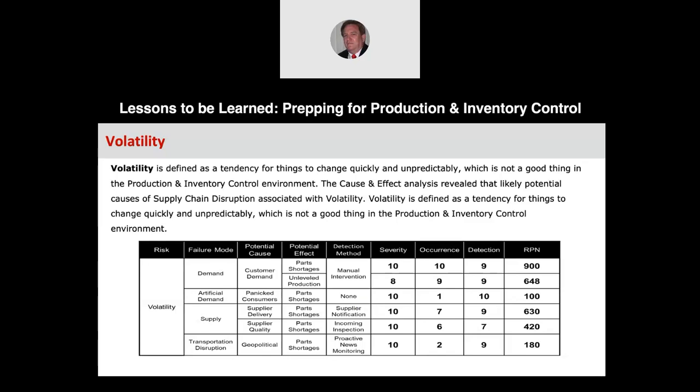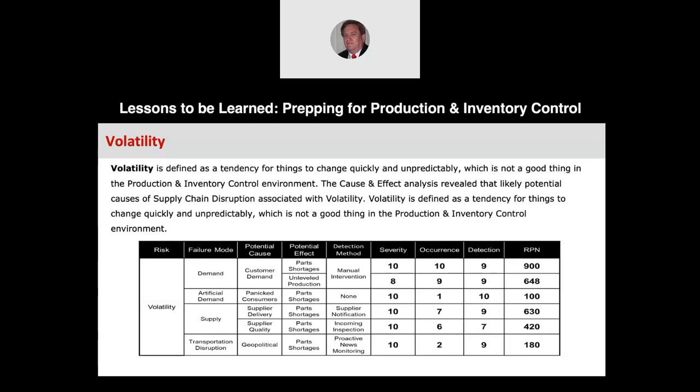Occurrence, again, it's fairly likely to happen. Detection is after the fact. So the RPN score is 648.